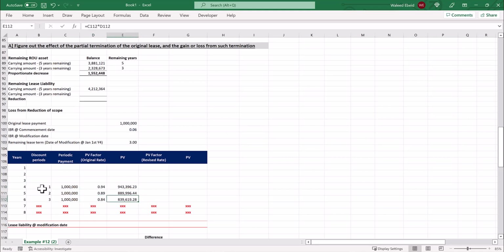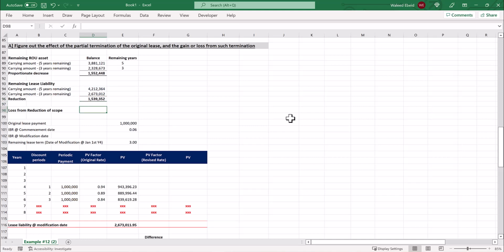That's it. This is the lease liability as of the modification date. Insert it here. And the difference is the reduction in the lease liability that reflects the partial termination of the original lease.